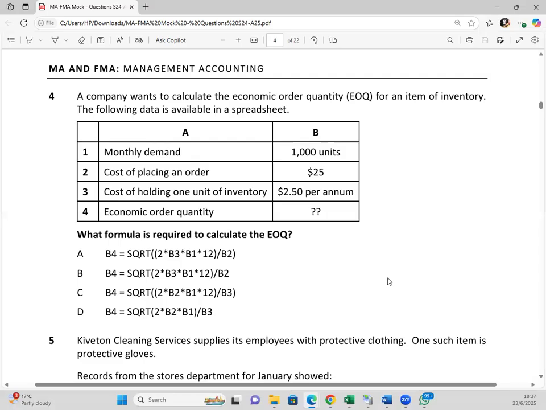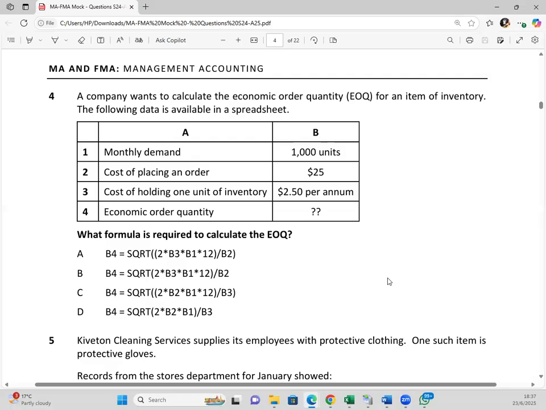C. So C is saying 2 times B2 times B1 times 12. What is B2? B2 is the CO, that's the cost of ordering, times B1 times 12, because that one is monthly, and we want the annual demand. Then over B3, which is the cost of holding inventory. So yes, C is the correct answer.